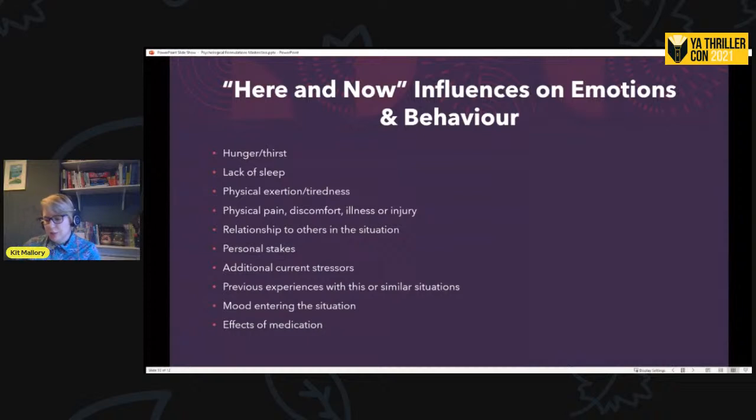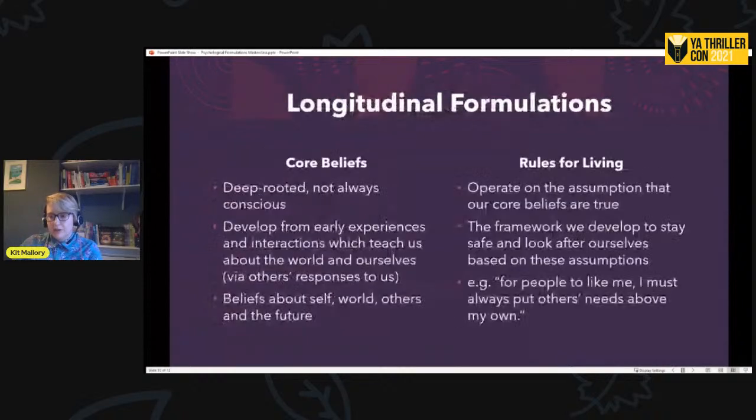So we're going to talk a little bit now about longitudinal formulations. And what I mean by that is how people's early experiences, and everything that makes up their life experiences, interact with what's going on in the here and now.